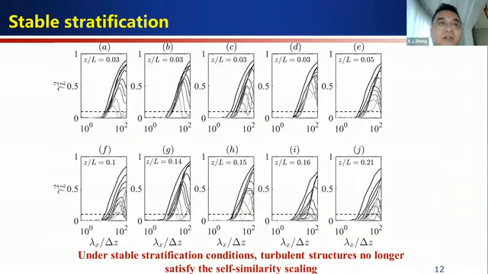Under the stable stratification conditions, the linear coherent spectrum shows that the turbulent structures no longer satisfy the self-similarity scaling anymore, at least in the observation region.